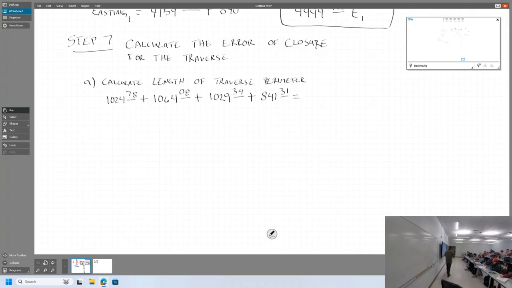3,959.51. Right? There's our length of traverse perimeter, right? So B is now calculate the linear error of closure. All right.